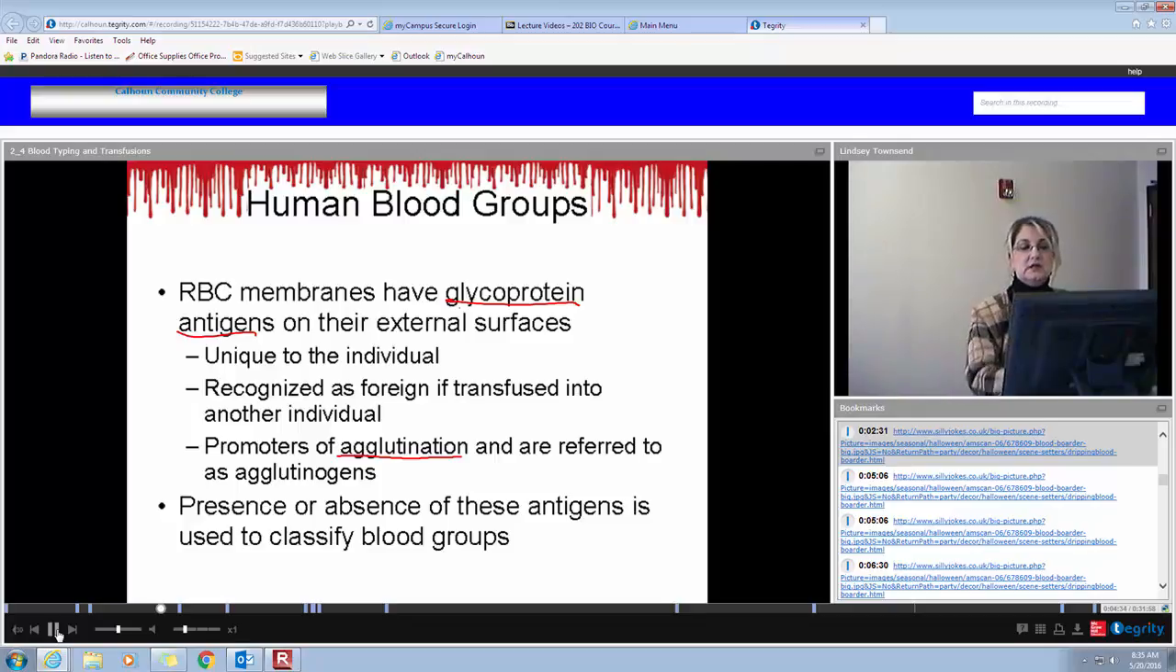And because it causes agglutination to occur, antigens are also known as agglutinogens. Agglutinogens. Break that down.